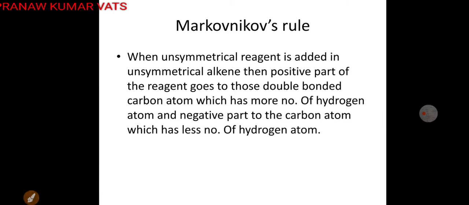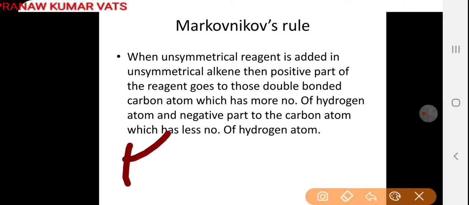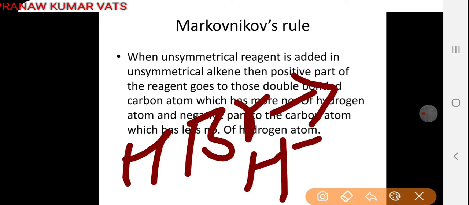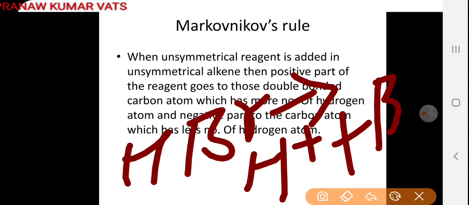Markovnikov's rule. When an unsymmetrical reagent is added to an unsymmetrical alkene, then the positive part of the reagent goes to the double bonded carbon atom which has more number of hydrogen atoms, and the negative part to the carbon atom which has fewer hydrogen atoms. Unsymmetrical reagent means, if we take HBr, when it undergoes dissociation, it will produce H plus and Br minus. So the ions are different. That's why this is called an unsymmetrical reagent.